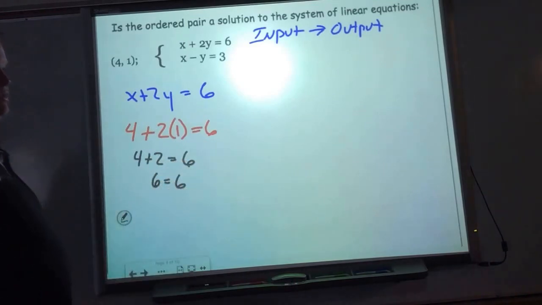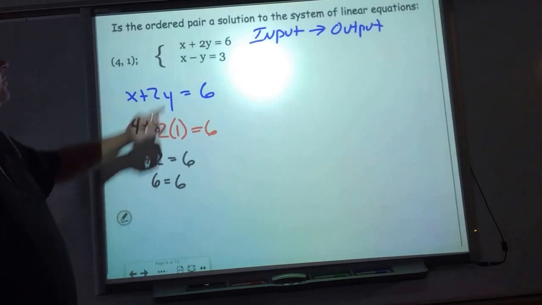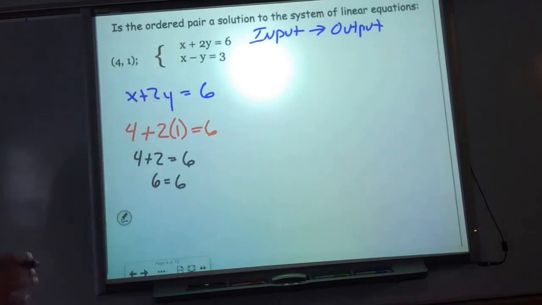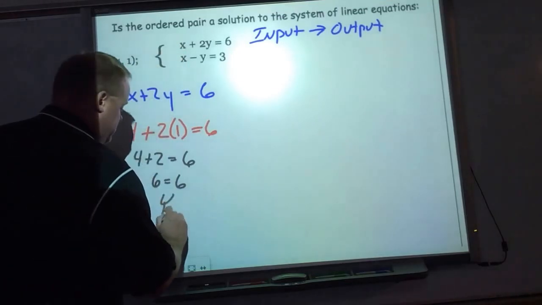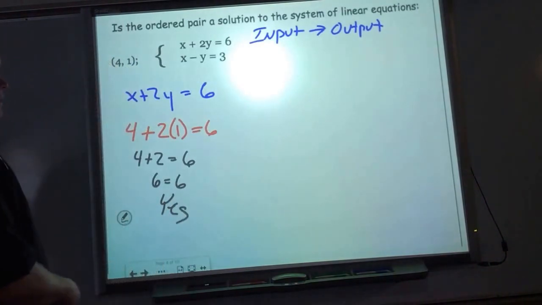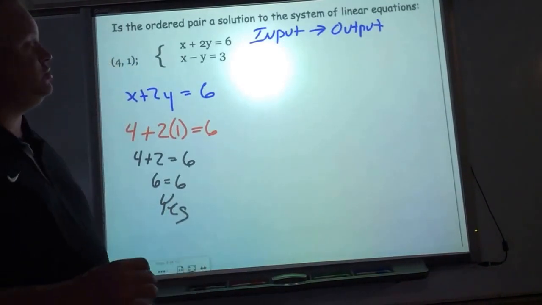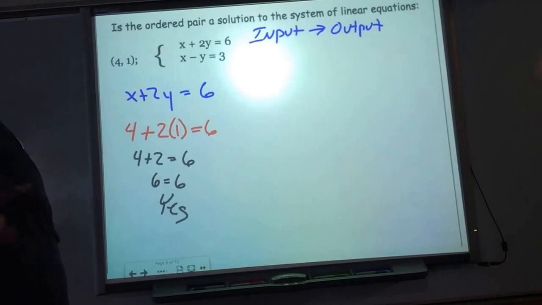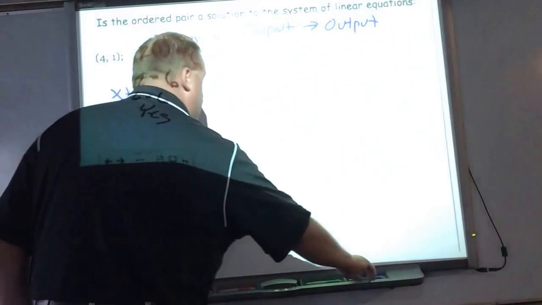6 does equal 6. So (4, 1) is for sure a solution to the first equation. My answer would be a yes for this one. But I don't know if it's a solution to the system yet because I haven't done the second equation yet. So I need to do that one.